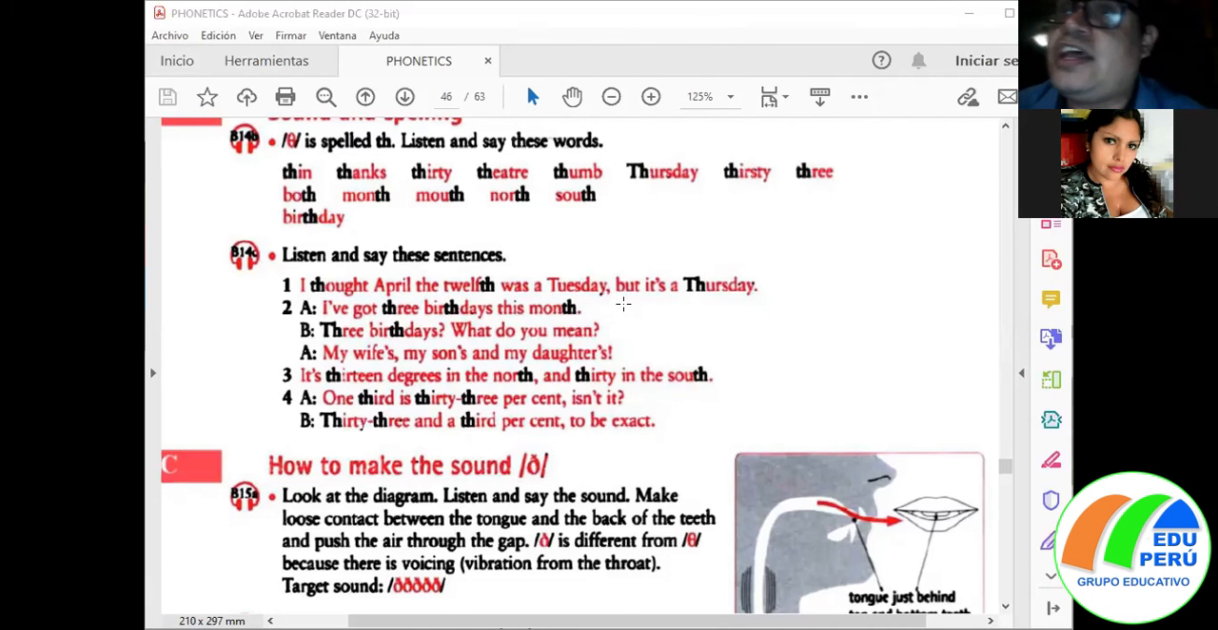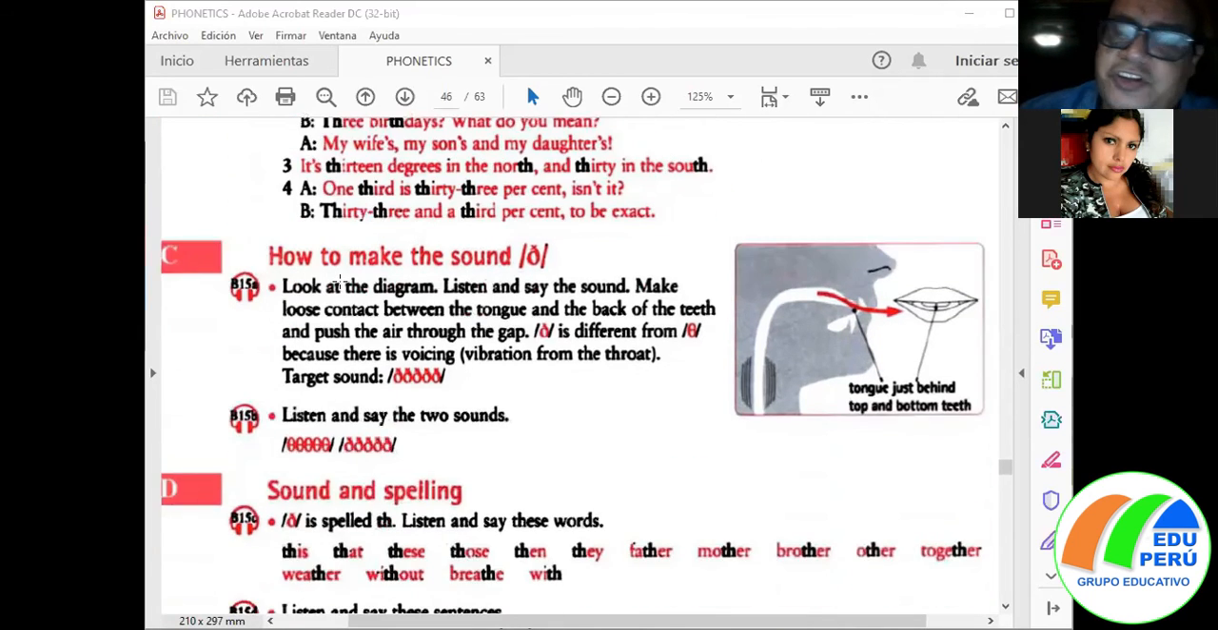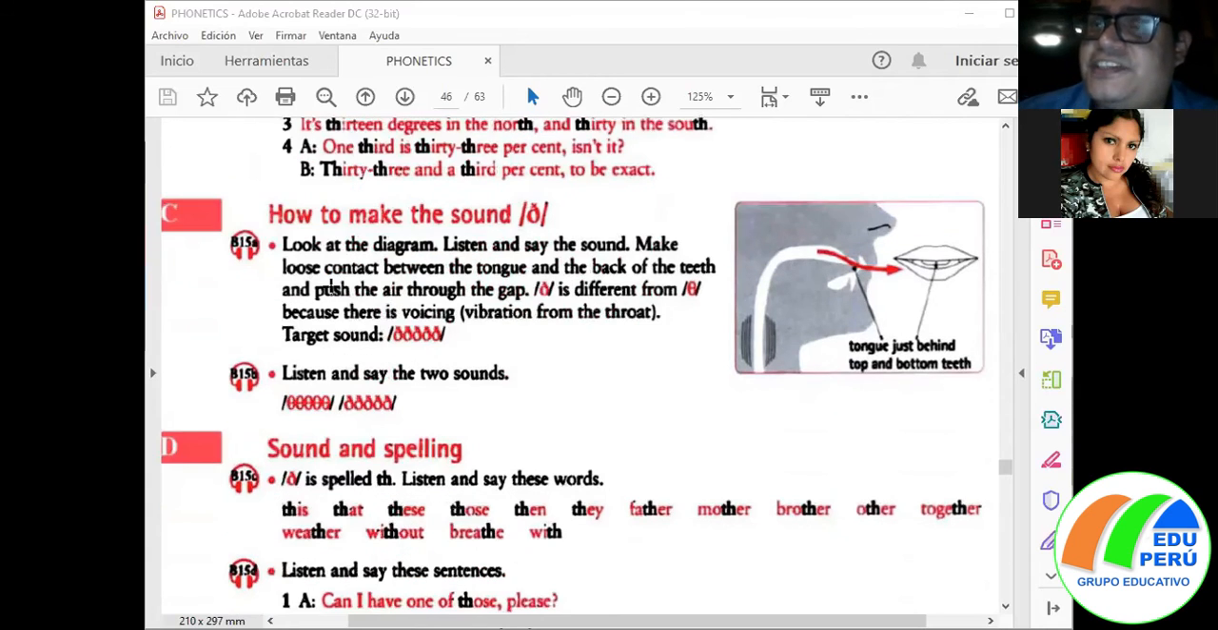So we have the sound. Remember, this is the sound. You release the air. Let's pass to the other that is similar. The difference is in the vibration again. Now you have to vibrate the sound.